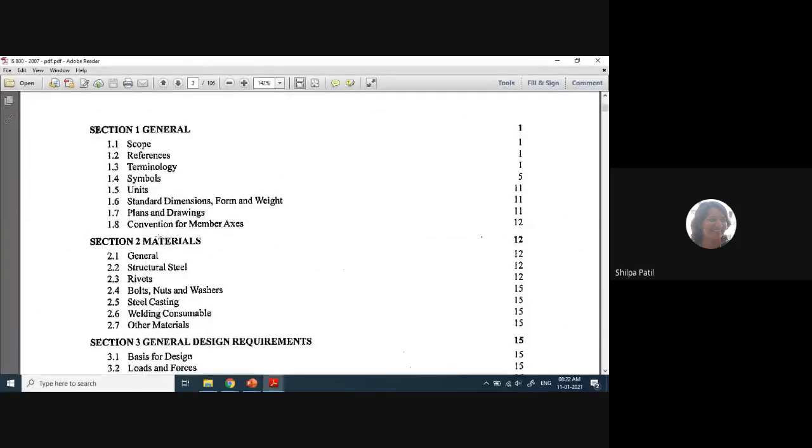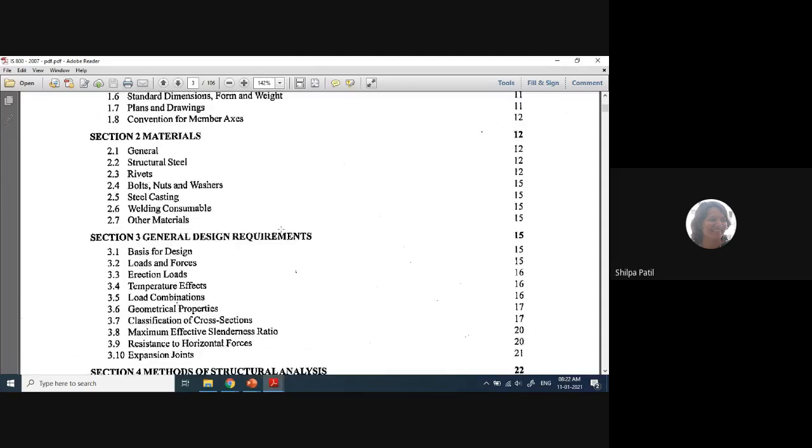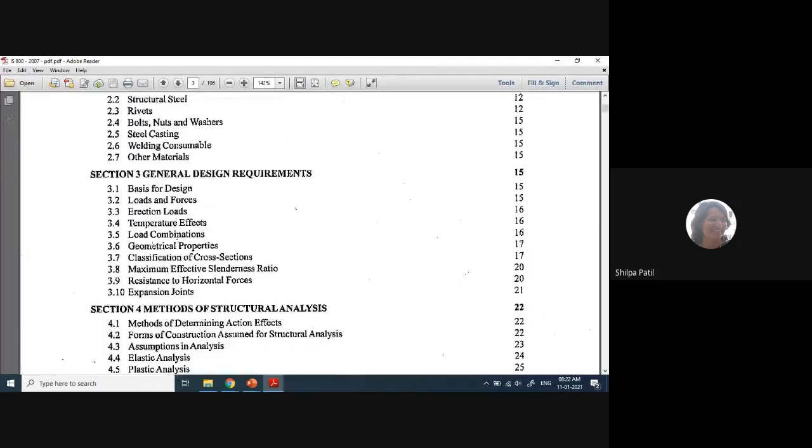The first section represents the general. You need to read this. After completion of today's lecture or tomorrow's lecture, you need to read the first section because you will find the various terminologies, definitions, and the symbols and units used for structural steel and their properties also. Section 2 represents the properties of the material, that also you need to read. Section 3 represents the general design requirements. You can read this just to improve or recall your knowledge.